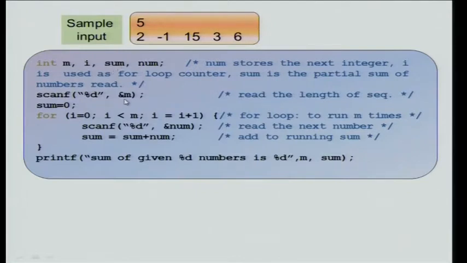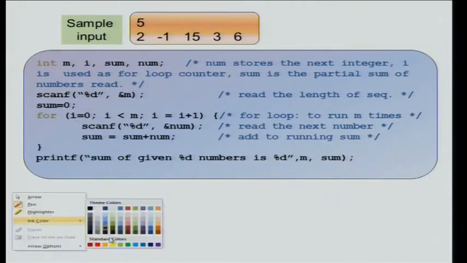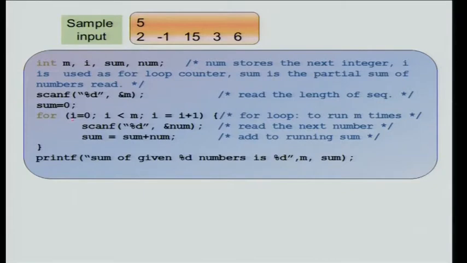Okay. First you scan the number m, initialize sum to 0. This is important because if sum is not properly initialized, it is some garbage value, and you keep adding numbers to it, you will get garbage value as the output. So initialize the number sum properly to 0, and then here is the for loop. What the for loop does is, you start with I equal to 0, okay, and go on until I less than m.